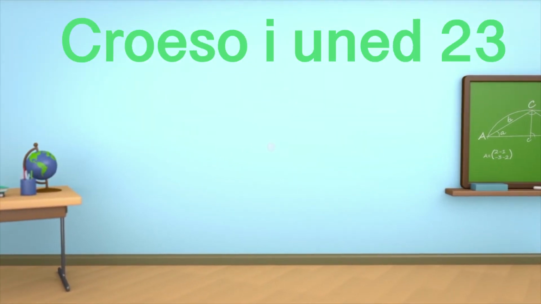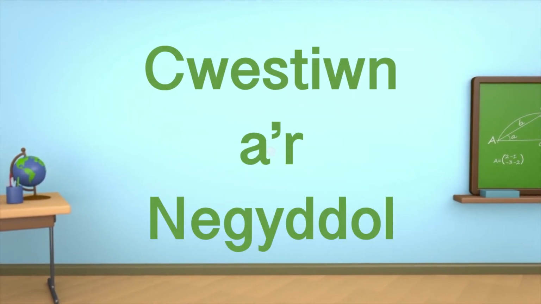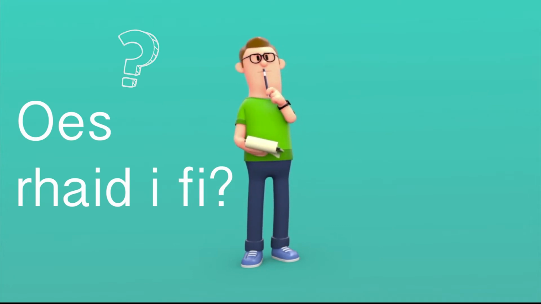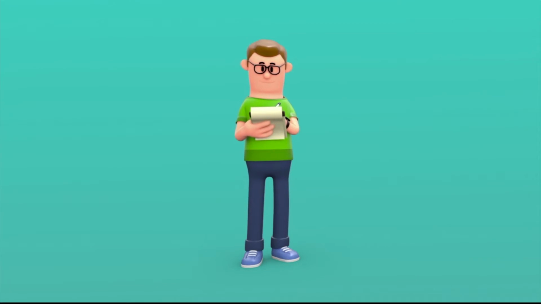Croeso i uned 23. In this part of the unit, we're going to learn how to use the question form, oes rhaid i fi, do I have to, and the negative form, does dim rhaid i fi, I don't have to. Yn gyntaf, firstly, the question.